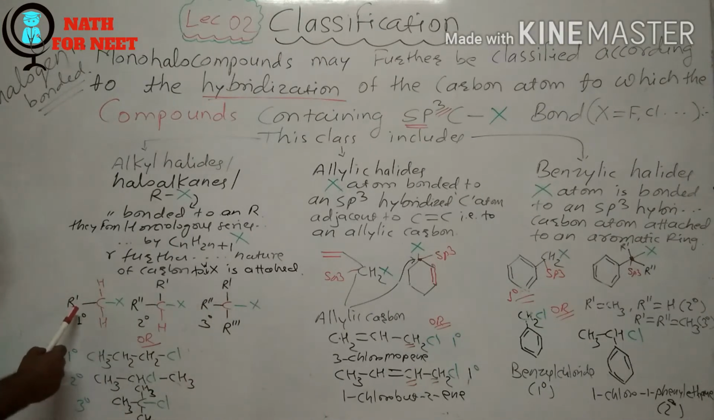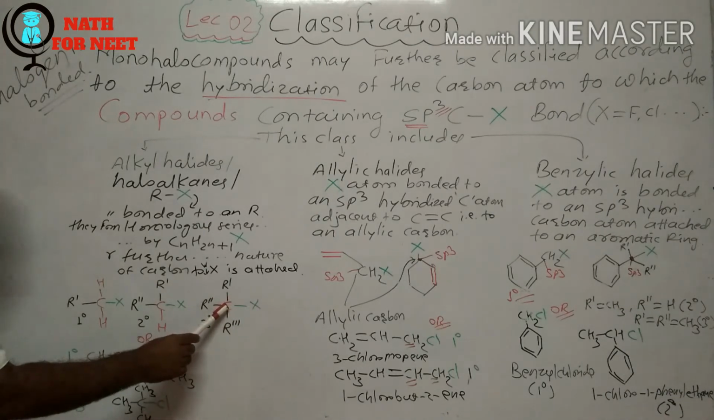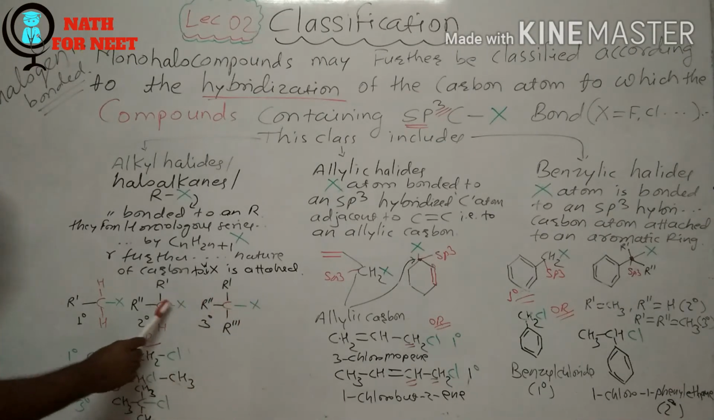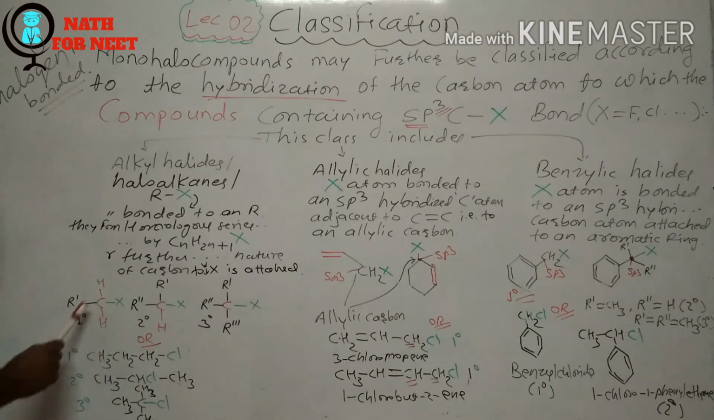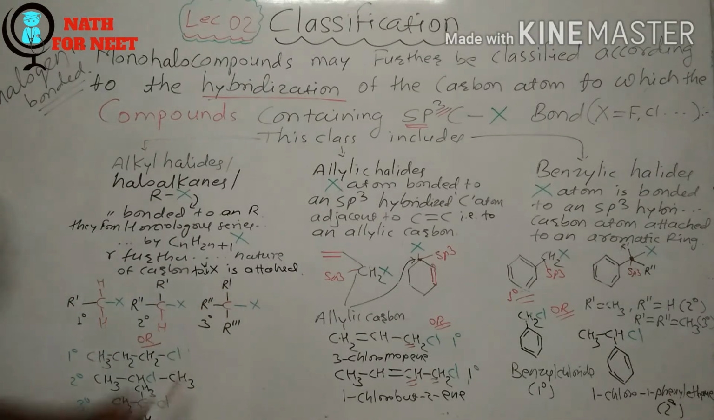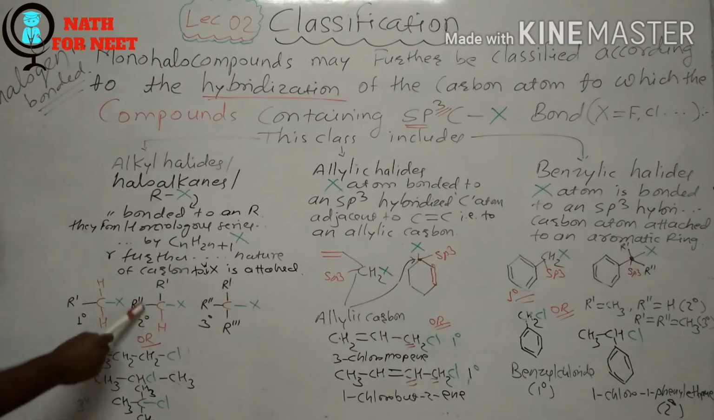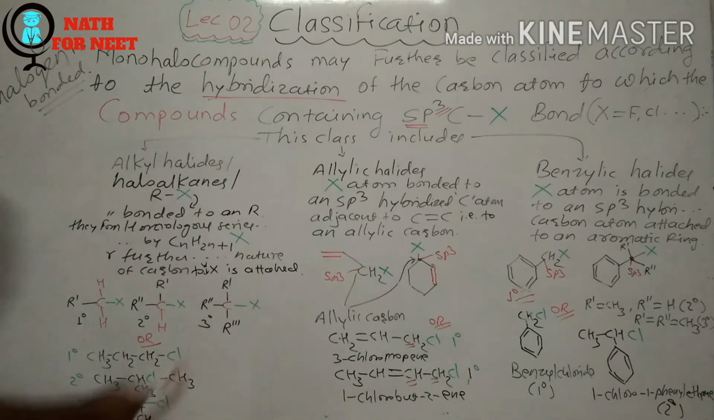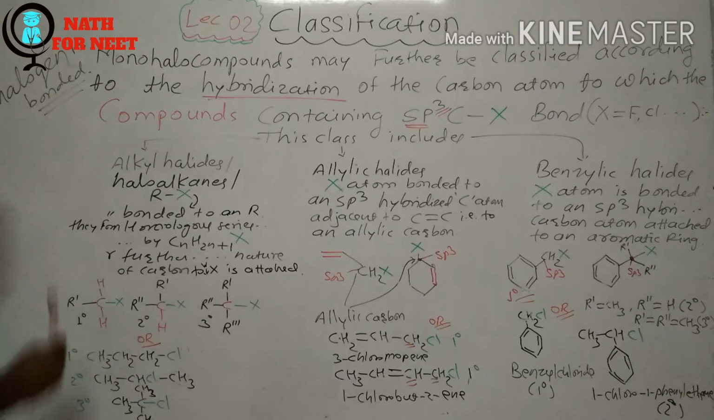So on this basis, according to the nature of the carbon atom to which halogen is attached, they are further classified as primary alkyl halide, secondary alkyl halide, and tertiary alkyl halide. Halogen is bonded here to the tertiary carbon, here to the secondary carbon, here to the primary carbon, because this carbon is attached to one carbon, this to two carbons, this to three other carbons. So accordingly, these are also known as first degree, second degree, and third degree alkyl halides. These are the general examples mentioned in your NCERT.